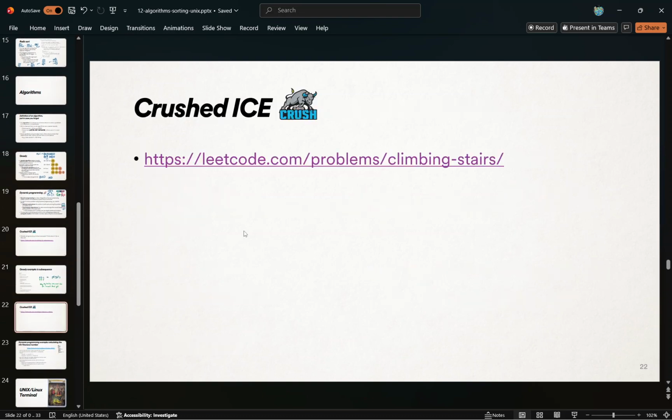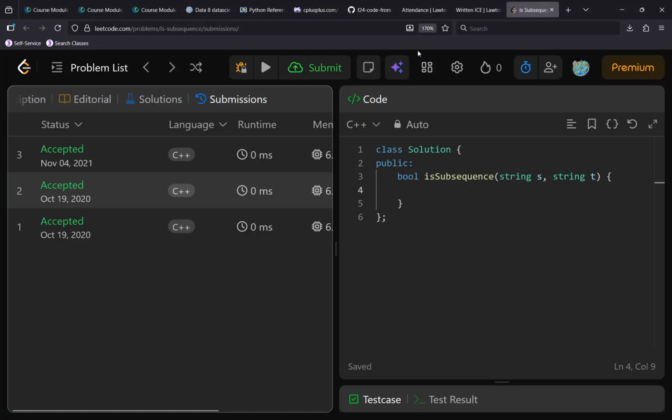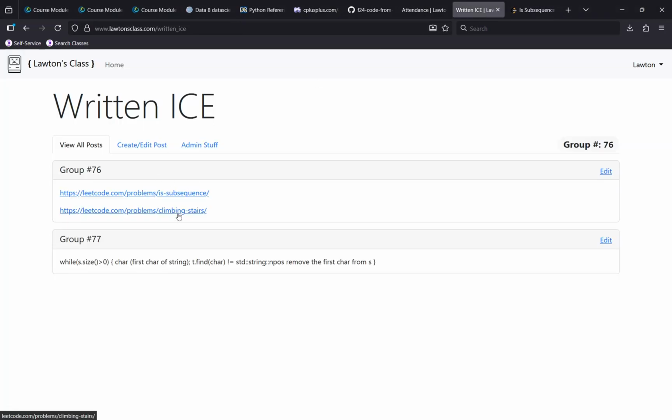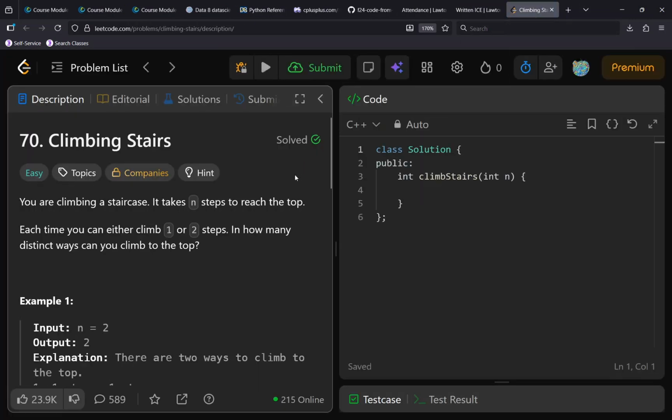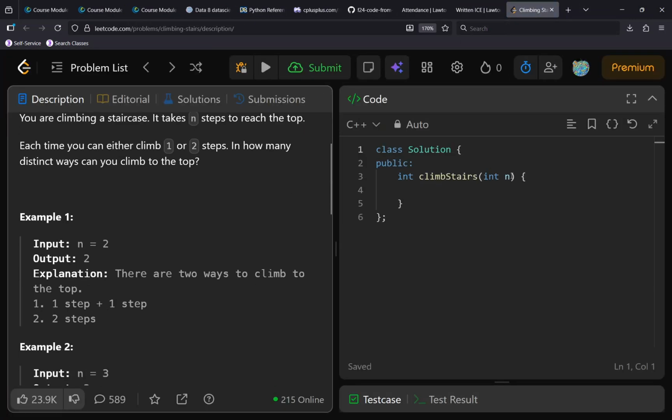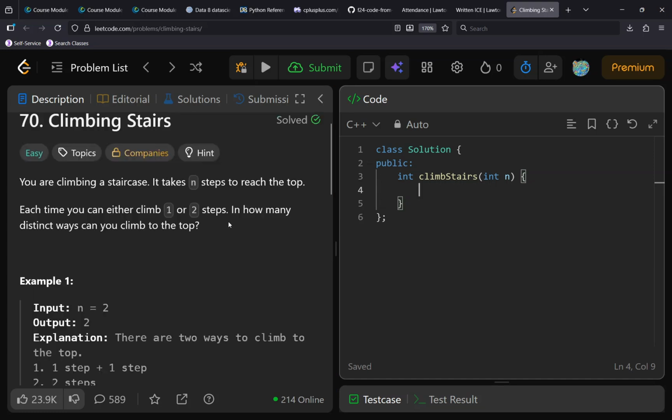All right, here's the next one. It's called climbing stairs. This one is secretly one that you already know, but here it is. Oh, nice. Somebody was inserting their answer. I like it. Here's the climbing stairs problem. It takes an int, gives you back an int. You're counting all the ways to do something here.